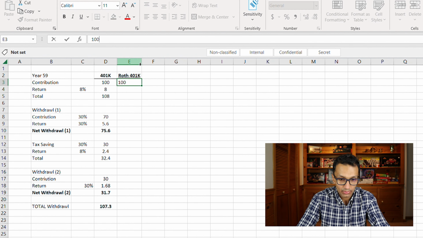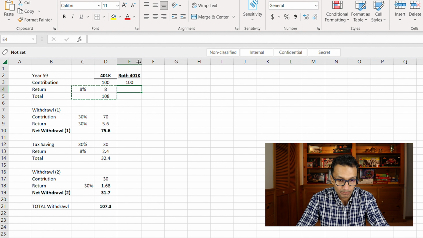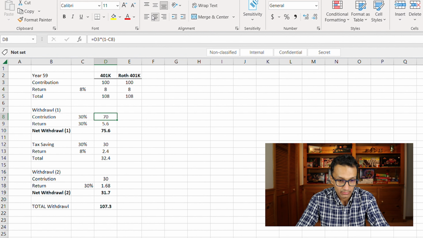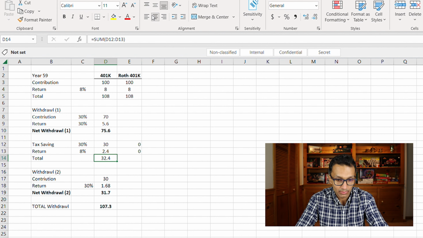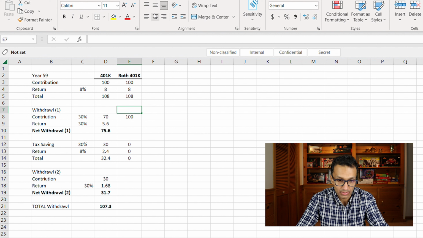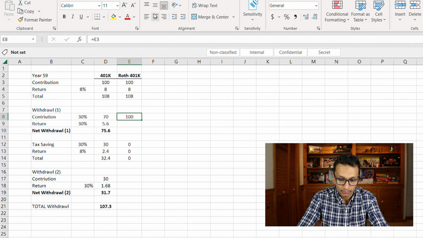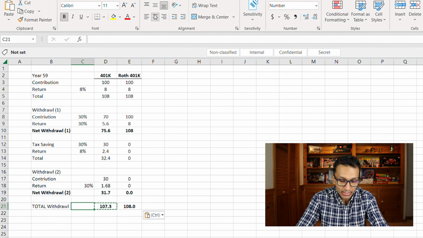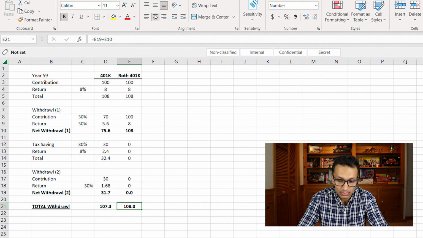Now let's do the same calculation for Roth 401k. Here we contribute $100 and we also earn a return of 8%. We get the same numbers. Here we don't get any tax savings, so it's 0, 0, and 0. The withdrawal one would be $100, because we don't pay any tax on this contribution, since it was made after paying tax already, and then we get $8 as is. So we make 108 here, while we don't get anything from the tax saving. Let's see how much we make in total: $108 from Roth 401k versus $107 from 401k, so the amount is lower in 401k versus Roth 401k.